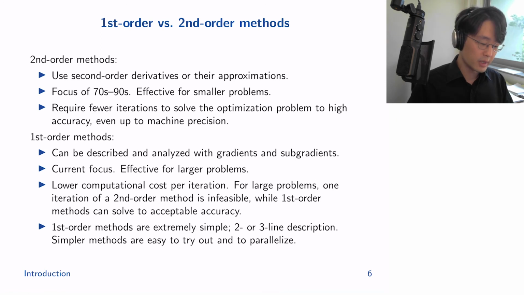Another seemingly minor, but in my opinion actually significant, advantage of first-order methods is that they are extremely simple. These methods often have a 2-line or 3-line description when you write them with the proper abstraction and with proper equations. Simple methods are, of course, simpler to implement, and that is very much a practical advantage. Also, simpler methods tend to be easier to parallelize as well.